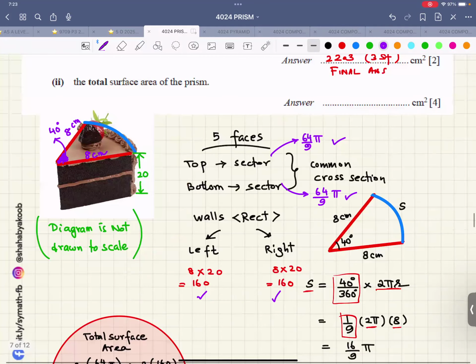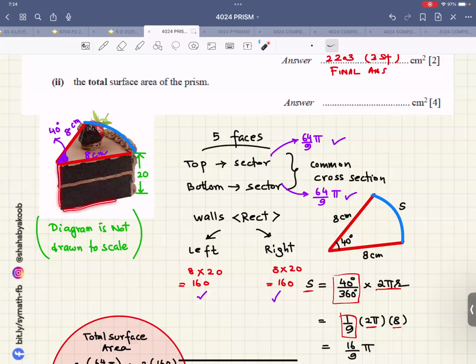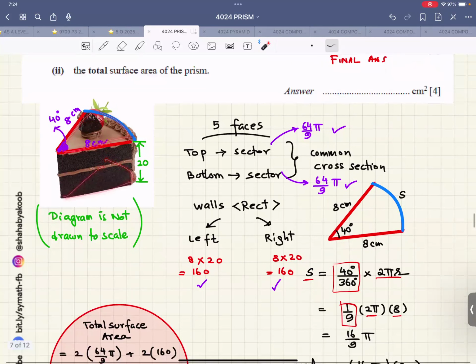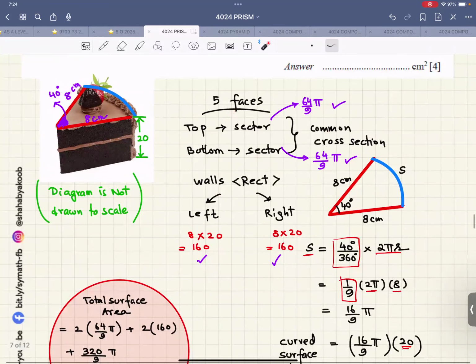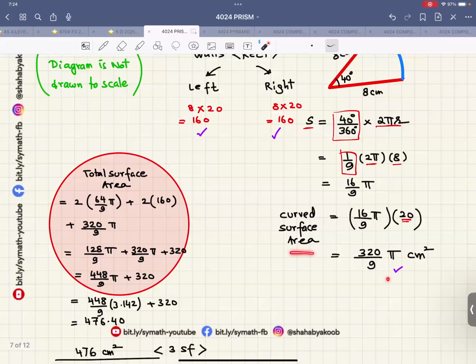What else is there? Then how many rectangles do you see? I see this rectangle. That is 8 by 20. Of course, that shape is also on the other side. Of course, I cannot see the other side. And then the top is a sector and the bottom is also a sector. 5 faces. Top is a sector, bottom is a sector, common cross section. Walls are rectangles, left 8 into 20, right 8 into 20. And the curved surface area is this.